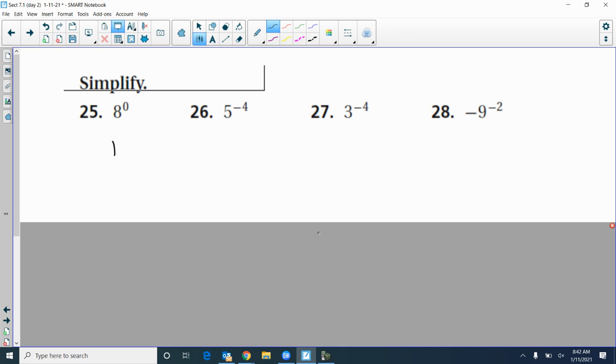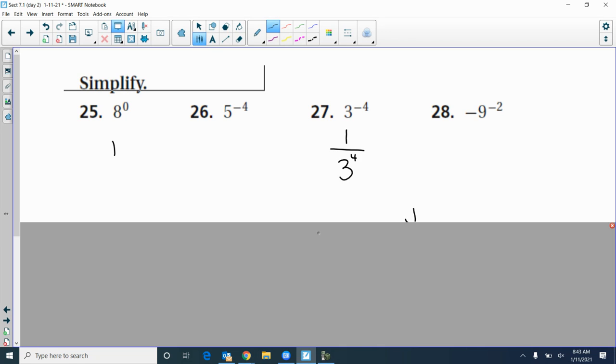All right, 3 to the negative 4th. Press 3 to the negative 4th. Is that 112? It is not 112. All right, how do you change a negative exponent to a positive exponent? I used to flip it. Okay, it becomes 1 over 3 to the 4th.